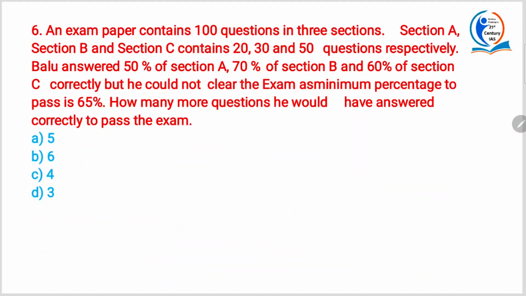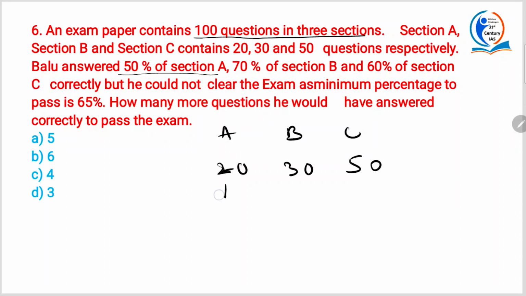Okay. Now an exam paper contains 100 questions in 3 sections. Section A, B and C contain 20, 30 and 50. Okay, A, B, C, 20, 30, 50. Balu answered 50% of section A. Now what is 50% of section A? What is 50% of A? It is 10. 50% of 20 is how much? Half of 20 is 10, no?